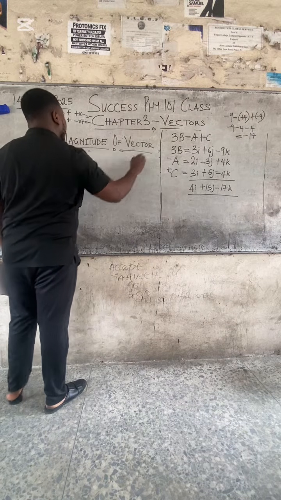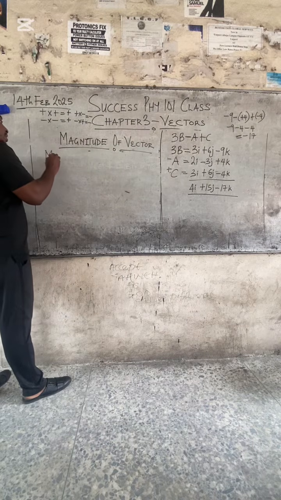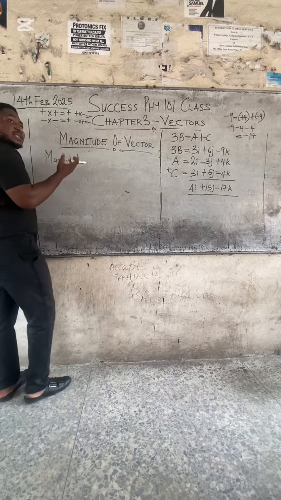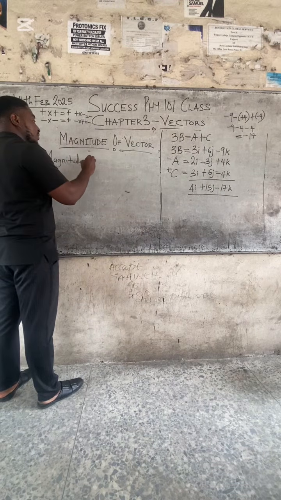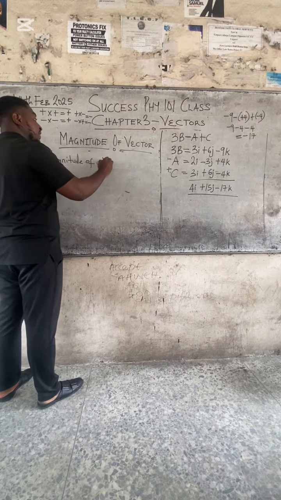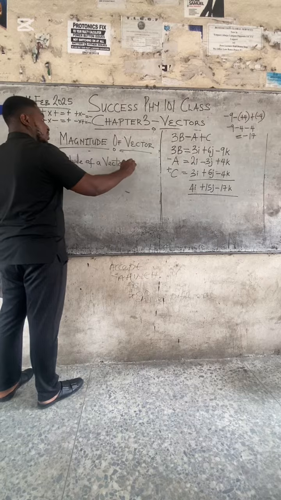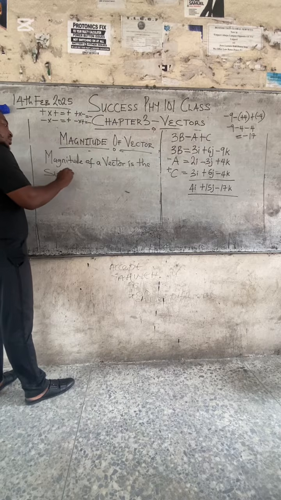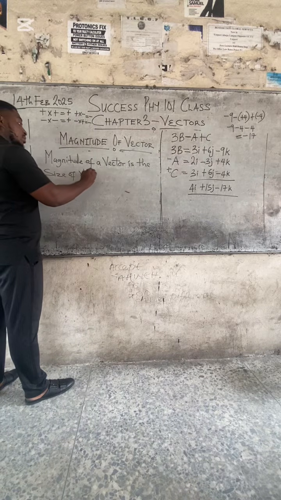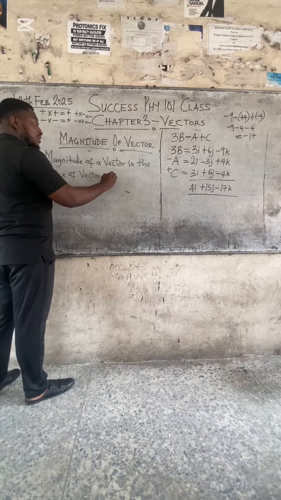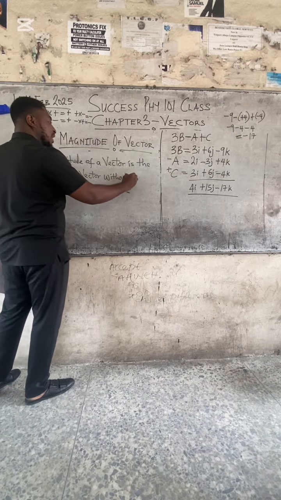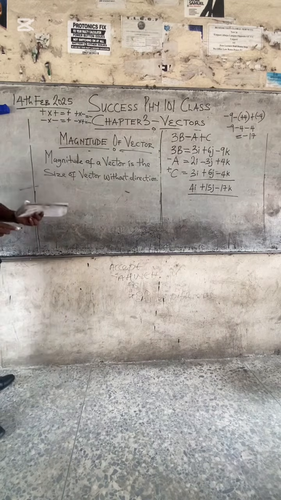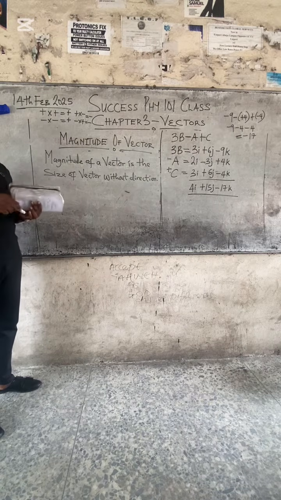Right, and the magnitude of a vector is the size of the vector without direction. What's the size of the vector without what? Direction. Magnitude of a vector is the size of a vector without direction.